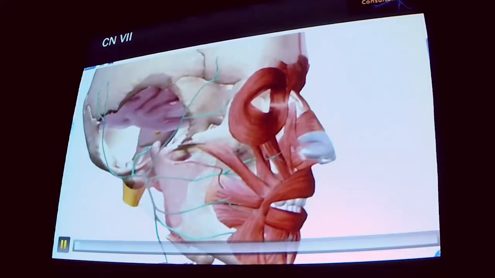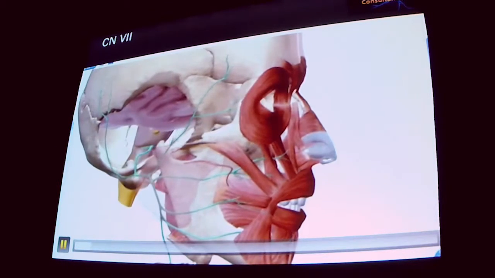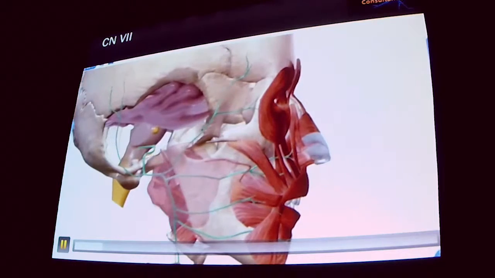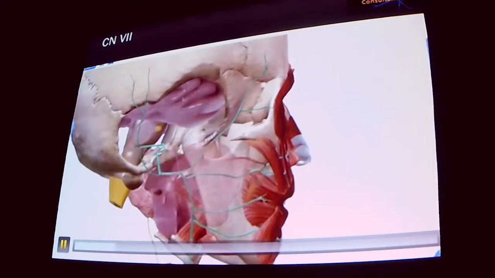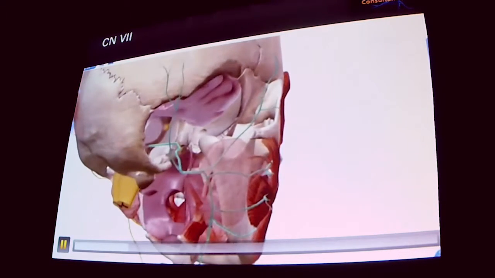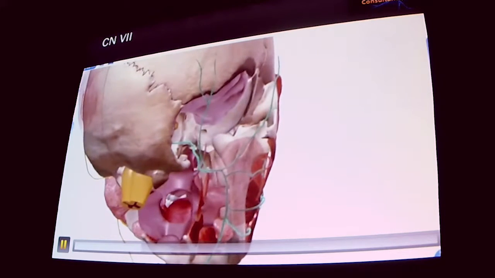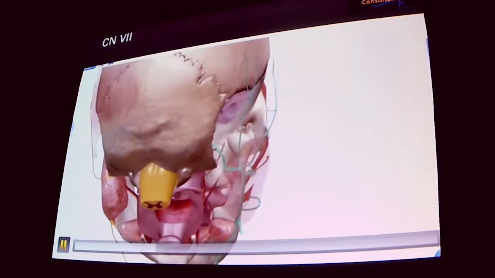So next, cranial nerve 7. So cranial nerve 7 is also sensory and motor. It originates in the pons in the cerebellopontine angle, CPA, near the medulla. Provides motor information to the muscles for facial expression.